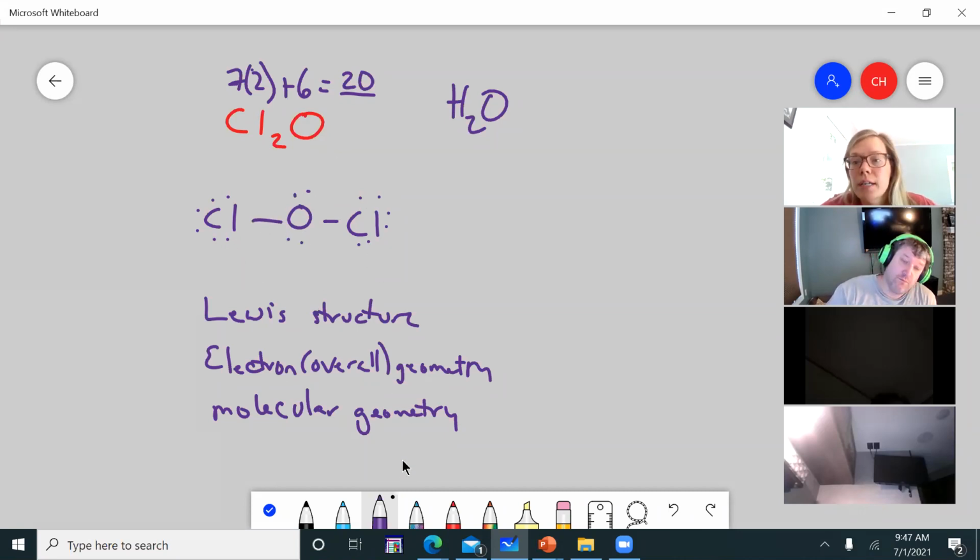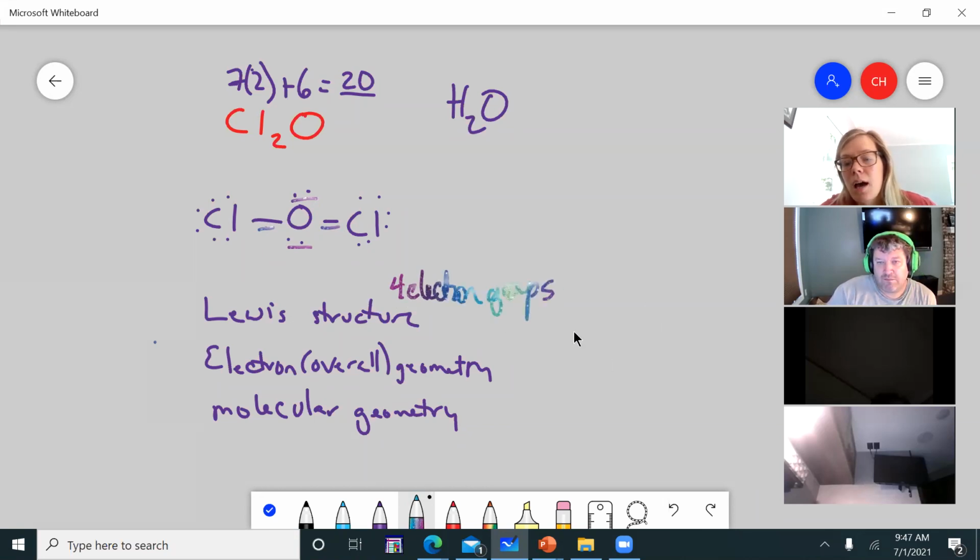The overall geometry takes into account every electron group. So as far as the electron groups are concerned, and this is only the electron groups in the central atom, I've got 1 here, and here, 2, 3, 4. 4 electron groups, or sometimes they're called domains. So 4 electron domains. Okay. So tetrahedral.